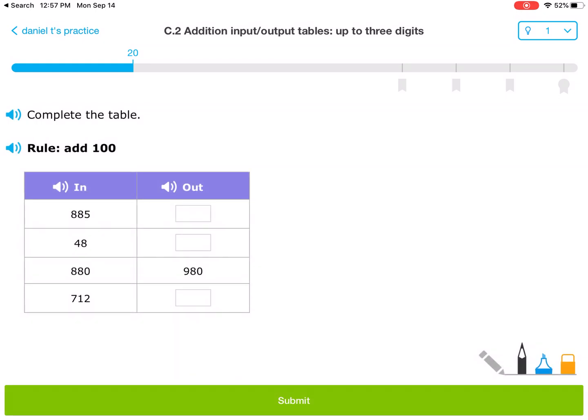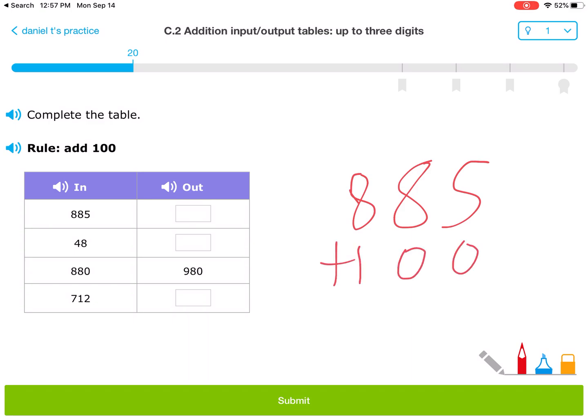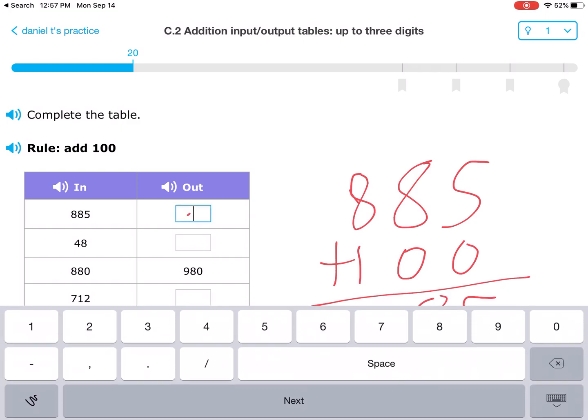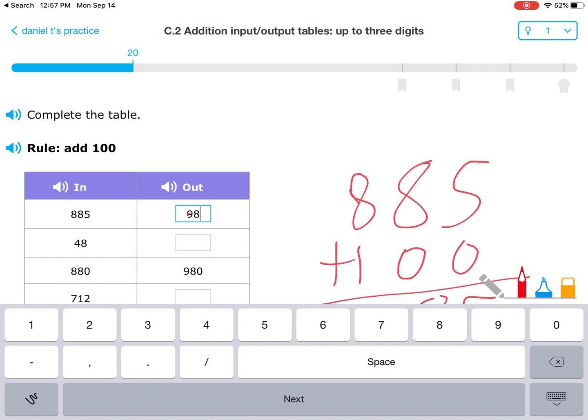Again, in your notebook, what I'd like to see is you doing the work. So 885 plus 100. I'm going to have 5, 8, 8 plus 1 is 9, and I'm going to end up with 985.